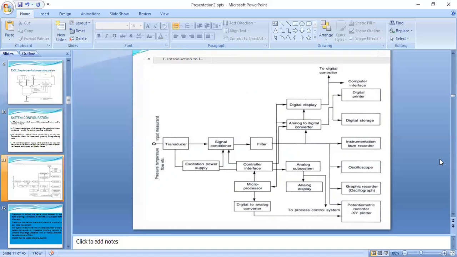That's the first part of this diagram. A computer interface, a digital printer, digital storage. In the sense, after the signal conditioner with some control interface with the help of an analog to digital converter, then the analog to digital converter moves to the digital display, then it will move to the PC. In the sense, whether it is the digital printer or digital storage.